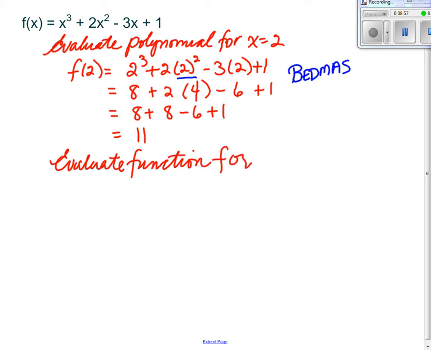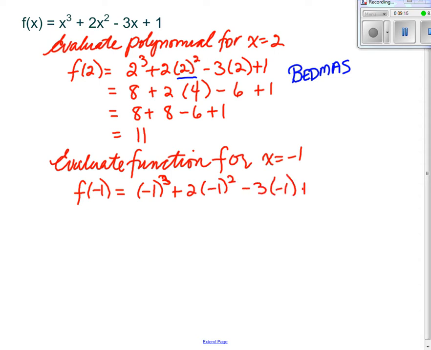For x equals -1, same thing: be careful with negatives, make your brackets your friends. So we are looking for f at -1. I put a -1 in place of every x, plus 2 times (-1) squared, minus 3 times (-1), plus 1. Every -1 that I substituted into that equation, I put in brackets. You can just be careful to avoid errors.